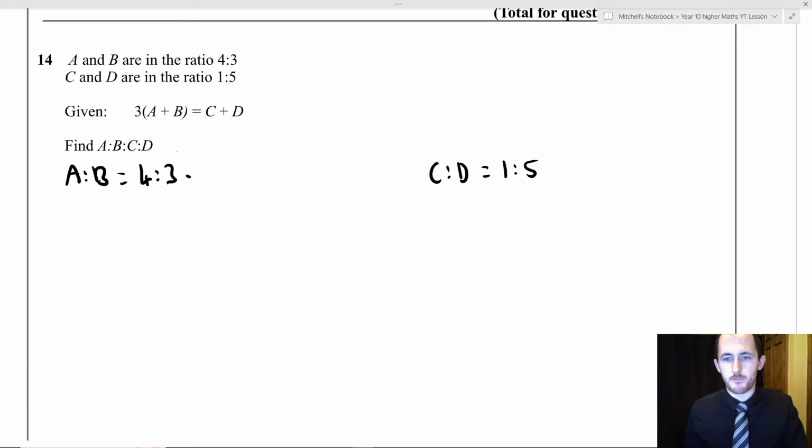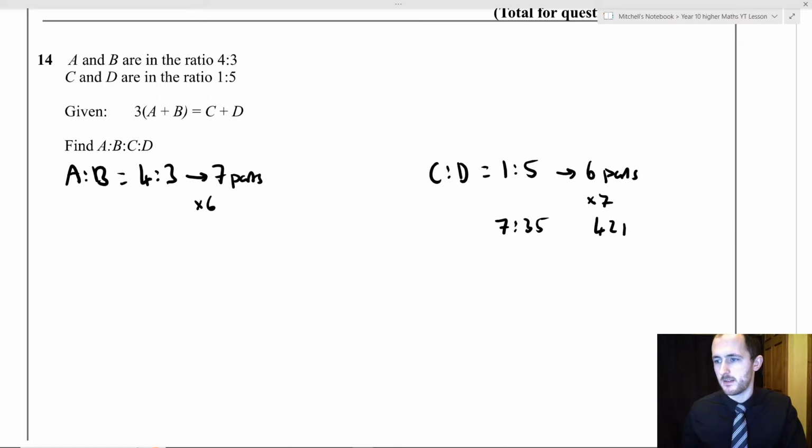So, number of parts, we have 7 parts here, and we have 6 parts here. So we need to, again, times them by each other to find, in this case, the lowest common multiple. So if we times through by 6 here, times through by 7, we will get 7 to 35, which gives me 7 times 6 is 42 parts. And again, that would be 42 parts.